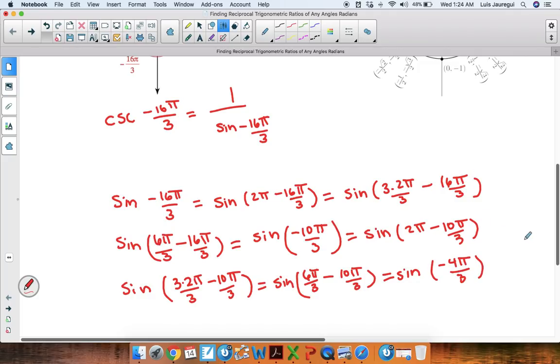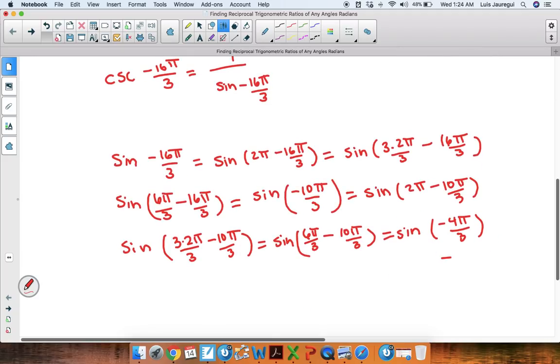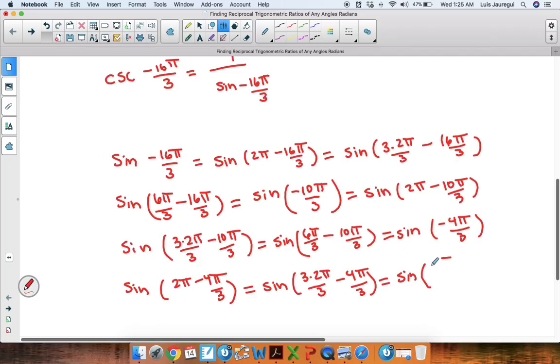Still not one of the angles in there, so let's find the equivalent sine of a coterminal angle. So we can say this is the same as sine of 2 pi minus 4 pi over 3. Looking at the common denominator, this is the same as sine of 3 times 2 pi over 3 minus 4 pi over 3, which happens to be sine of 6 pi over 3 minus 4 pi over 3, which happens to be sine of 2 pi over 3.